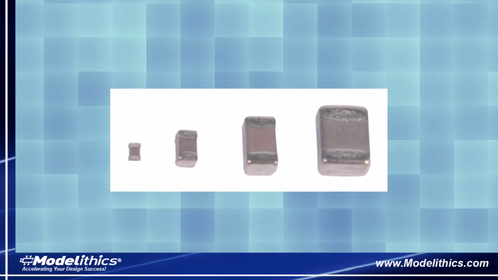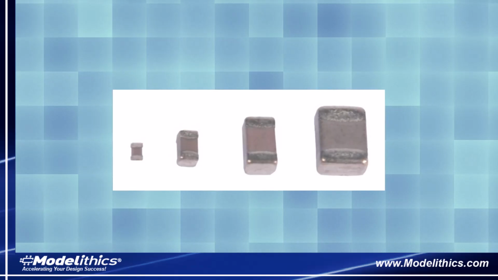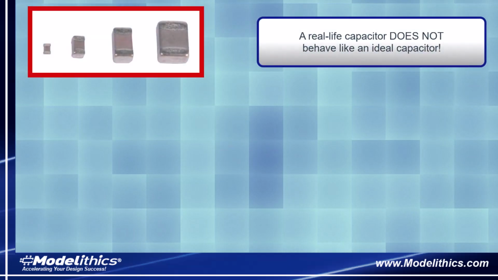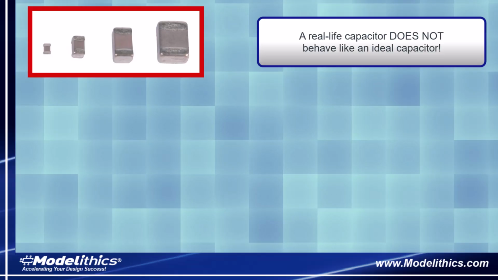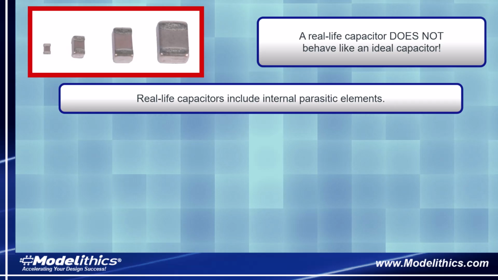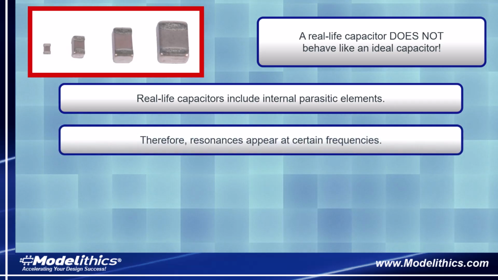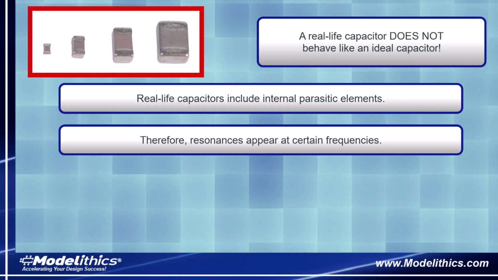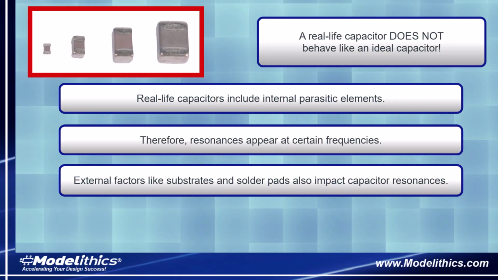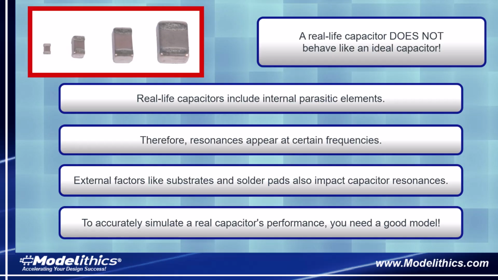At RF and microwave frequencies, a real-life surface mount capacitor, or MLCC, behaves differently than an ideal capacitor. This is because real-life components include internal parasitic elements. These parasitic elements cause MLCCs to exhibit resonances at certain frequencies. These resonances are also influenced by external aspects such as the substrate and the dimensions of the solder pads on the PCB. Now, having said all this, it's clear that to accurately simulate the behavior of a real-life capacitor, you need an appropriate model for that capacitor.